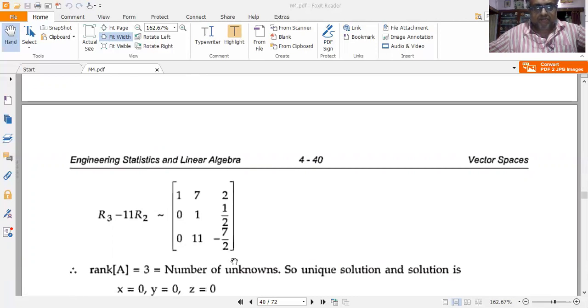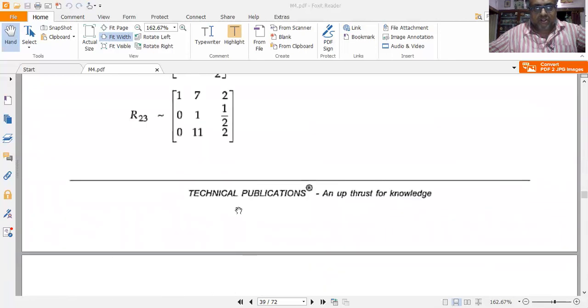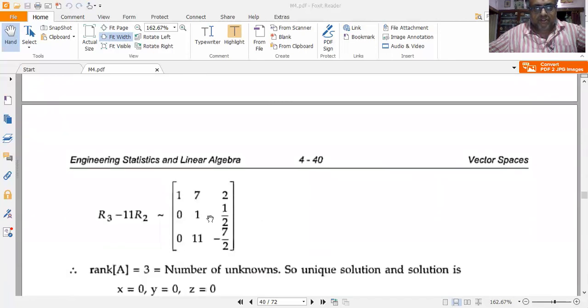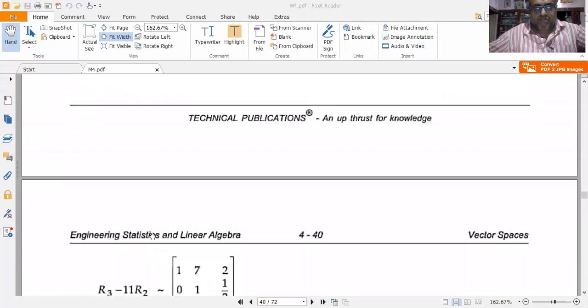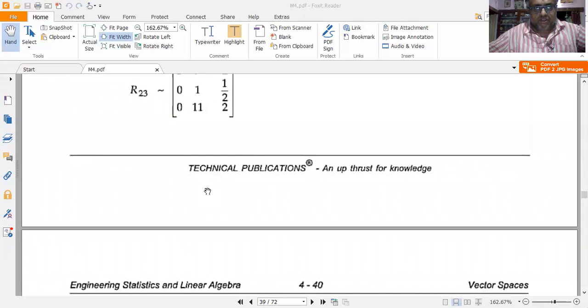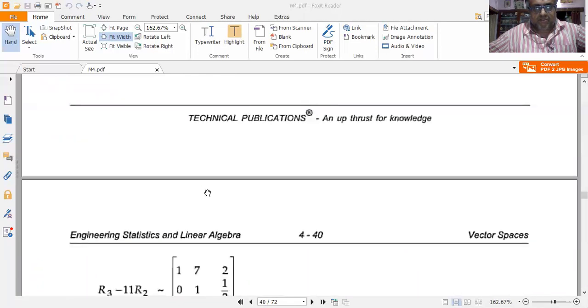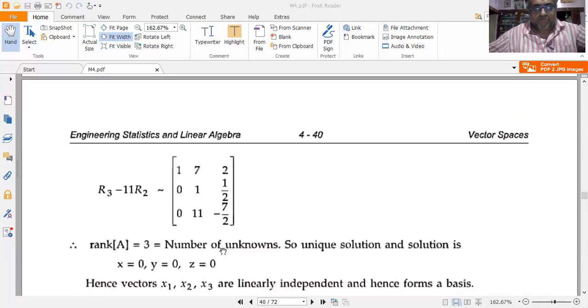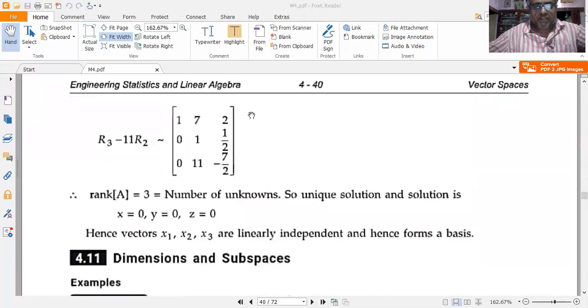Next, 2 minus 11 into 1 by 2, so 2 minus 11 by 2. So I get minus 7 by 2. So if I take the determinant of this, I would get a non-zero determinant. You can check by calculating the determinant value.